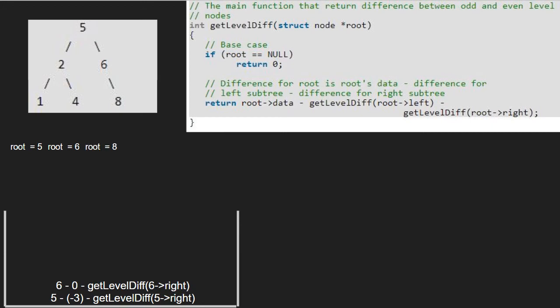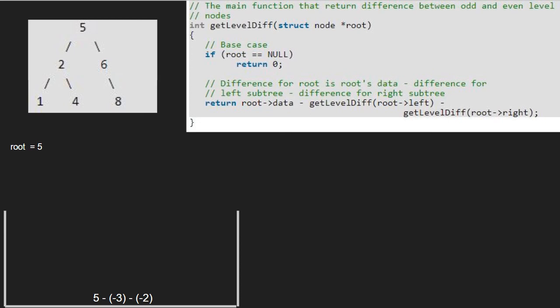As root is not null, we pass the left and right child of 8. Since 8's left and right child are both null, we return 0. Next, we return 8 minus 0 minus 0 to getLevelDiff 6's right. Next, we return 6 minus 8, which is equal to minus 2 to getLevelDiff 5's right. Finally, we return 5 minus 3 minus minus 2. So we return 5 plus 3 plus 2, which is equal to 10, and that is the difference between sums of odd levels and even levels.